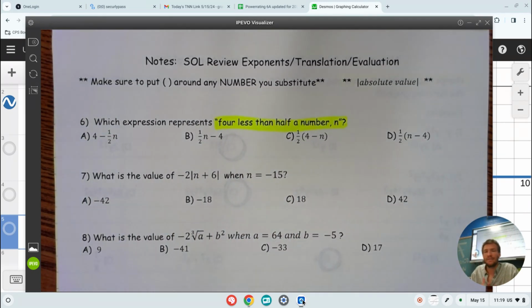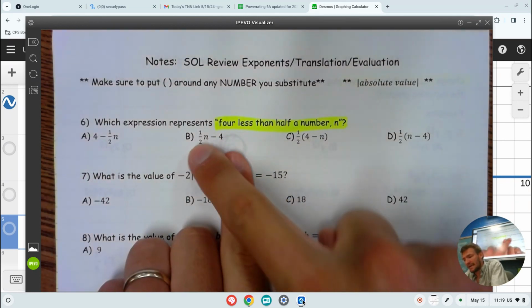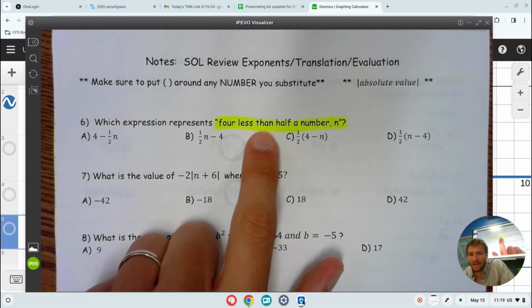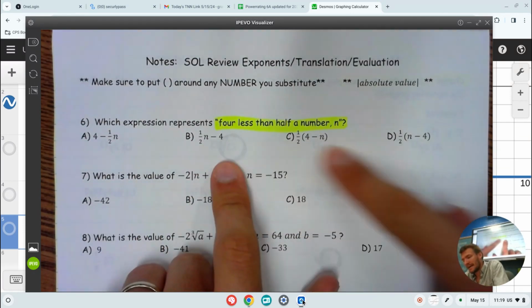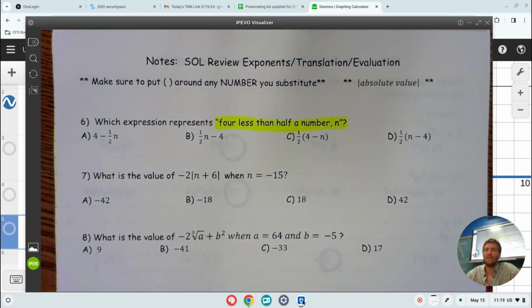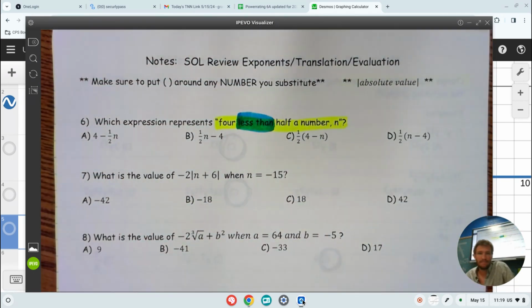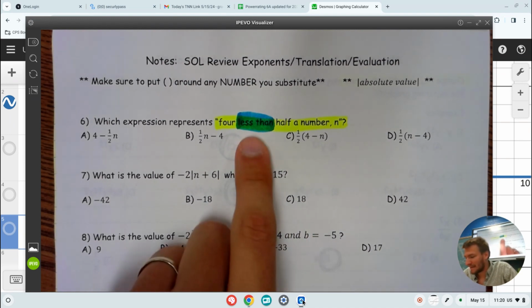Now, if you're thinking to yourself, I'll just pick the one that says 4, they all say 4. Or I'll just pick the one that has a minus sign. They all have a minus sign. Or the half, they all have a half. So you can't just cross out terrible answers. You really got to think about what does it actually mean.